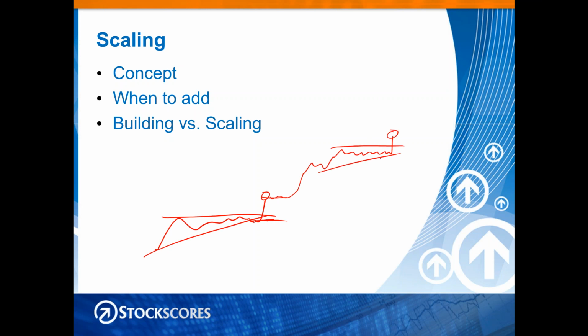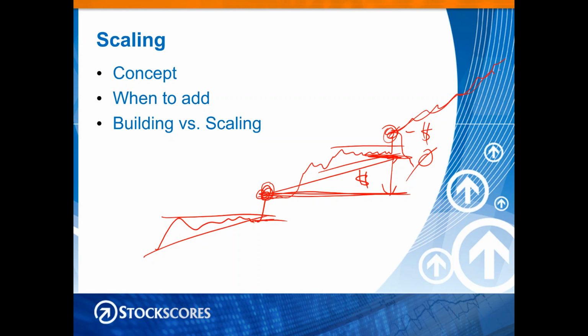We can buy more of the same stock as long as the new support price is higher than the previous entry. So the new support here is greater than this. Therefore, if you get stopped out here, this position is going to be profitable. This position will be a loser. And so you might end up breaking even. But if the stock continues higher, now you've got twice the position to enjoy the gain.